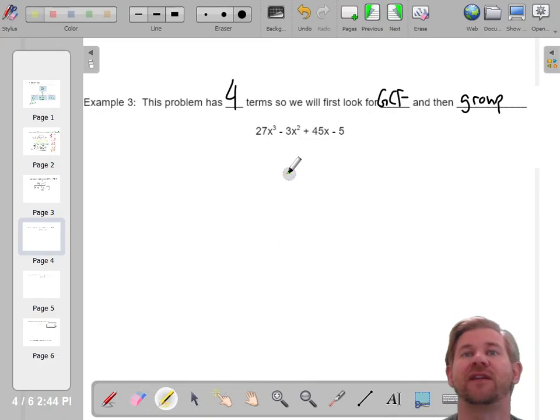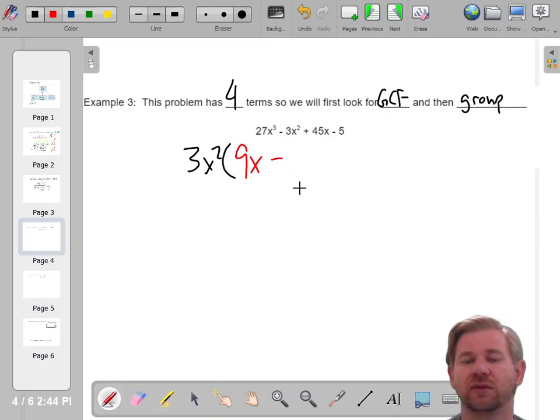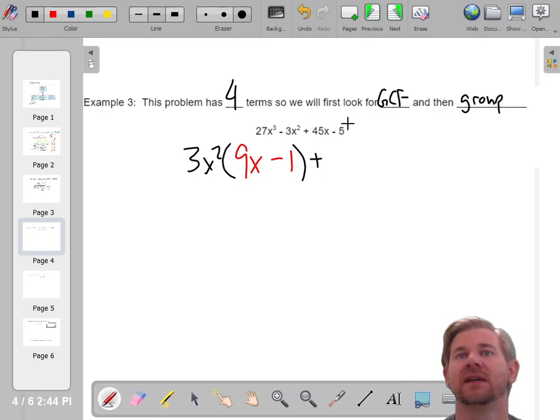Okay, let's find the GCF of the first 2 then. That would be 3x squared, and 3 times 9 gives you 27. I have 2 of the x's, but I need another x. Minus 3x squared times what gives you 3x squared? 1. That's a placeholder 1. Be very careful there. Plus, bring down the plus.